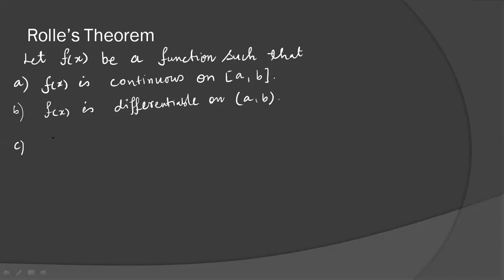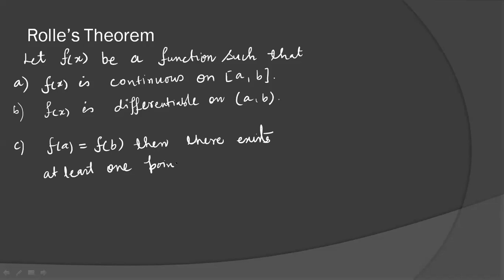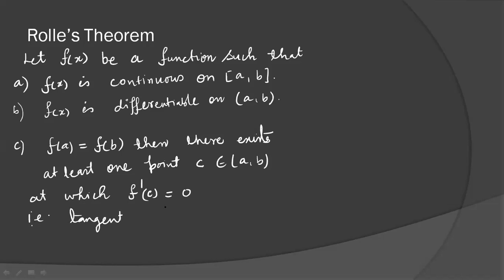Third, if f(a) equal to f(b), means the value of the function at a and b is the same, then there exists at least one point c belonging to the open interval (a, b), at which f'(c) is equal to 0, such that the tangent at point c becomes horizontal or parallel to the x-axis. What is the meaning of this?